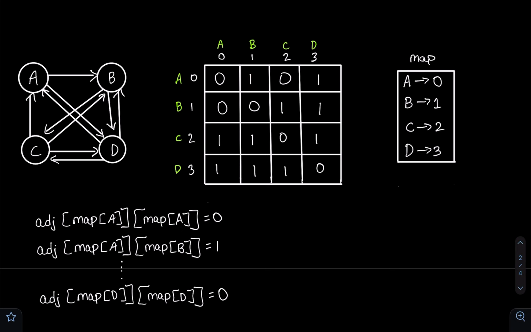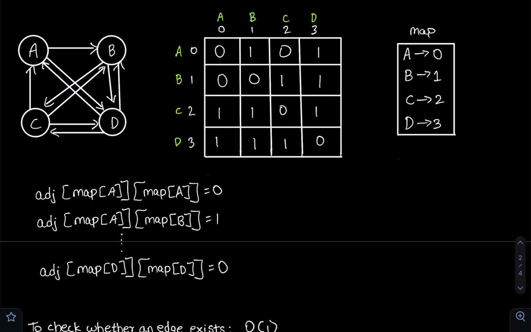That's why over here, if you look at A's corresponding index, which is 0, we have 1 at the column representing B and the column representing D. We have 1 and 1. And similarly, the adjacent vertices of B are C and D, because there's a direct edge going from B to D and B to C. Basically, we have 1 and 1 in the adjacency matrix.